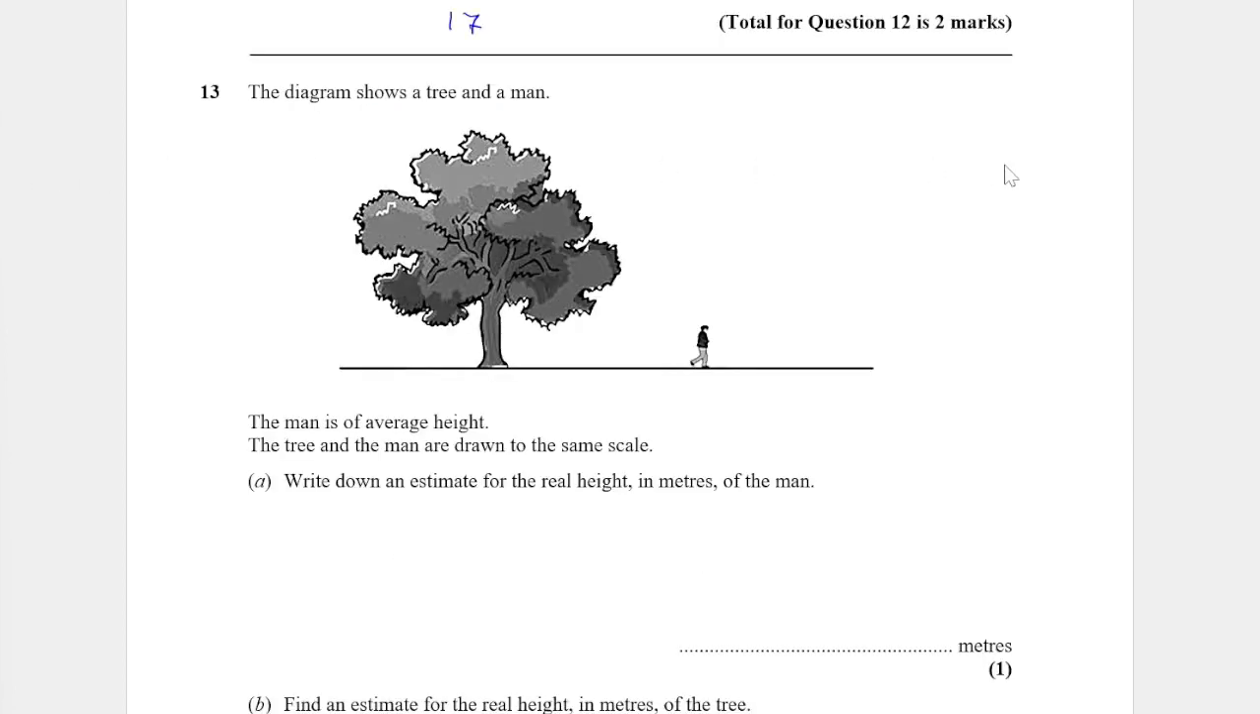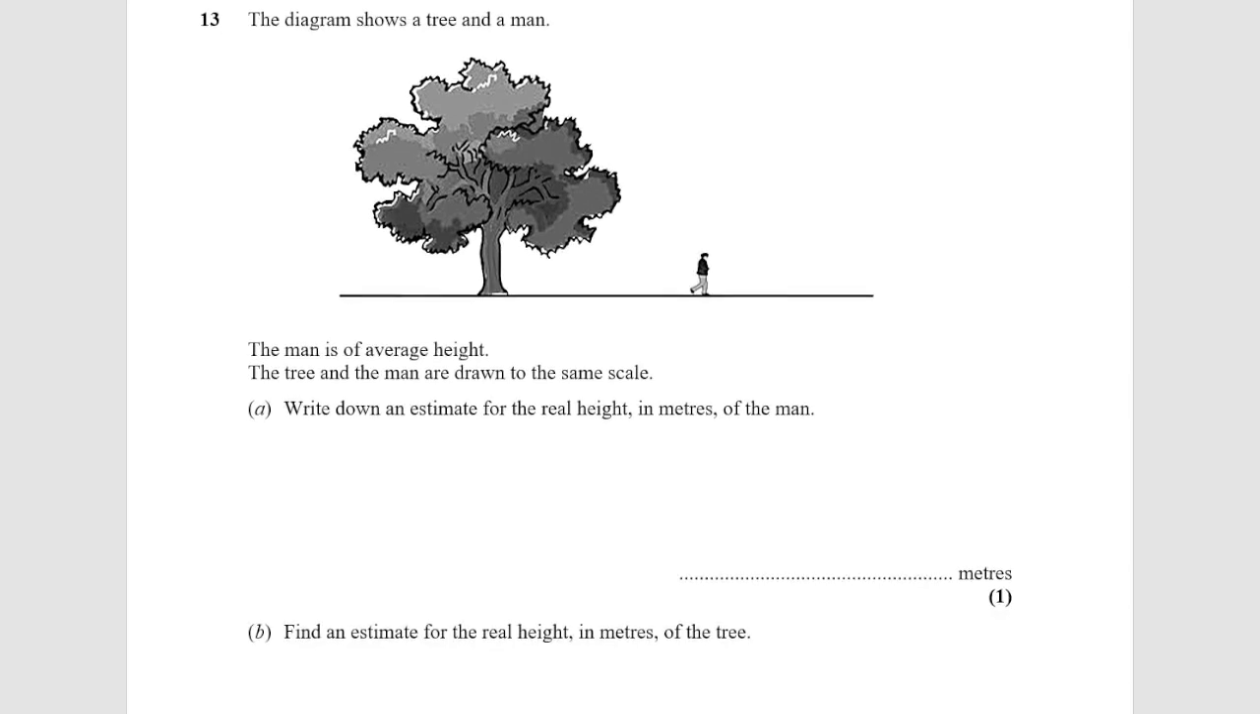Okay, the diagram shows a man and a tree, so we've got a man here and a tree here. The man is of an average height. The tree and the man are drawn to the same scale. Write down an estimate for the real height in meters of the man. So the average height of a man, I tend to use 1.8. A standard door frame is 2 meters. Most people tend to be a bit shorter than a door frame. So 1.8 is about the average height of a man.